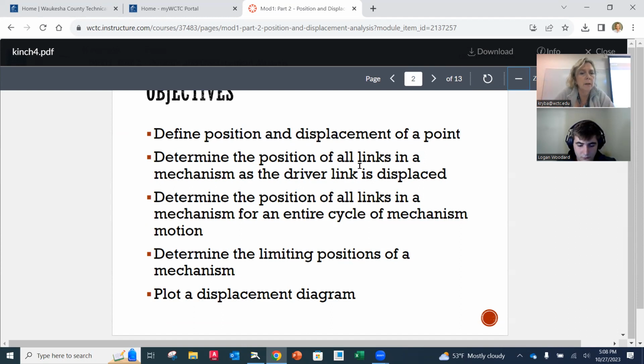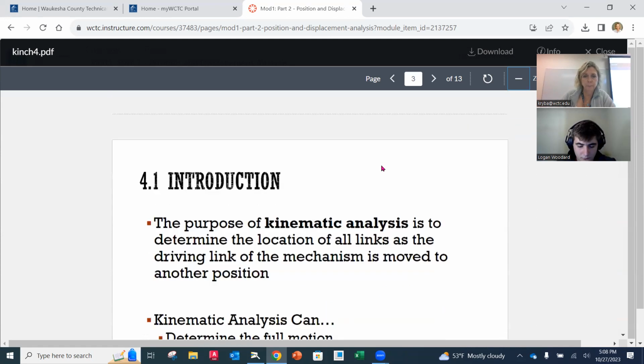So we're going to be looking at displacements in a linear fashion, if it's something like a slider that only has linear motion, or it could be in an angular fashion, something that is going to oscillate or rock instead. We're going to also find limiting positions of different mechanisms, which then equates to stroke and throw for the different types of mechanisms. And then finally, we're going to make a displacement diagram of that displacement that we find for the different mechanisms that we look at.